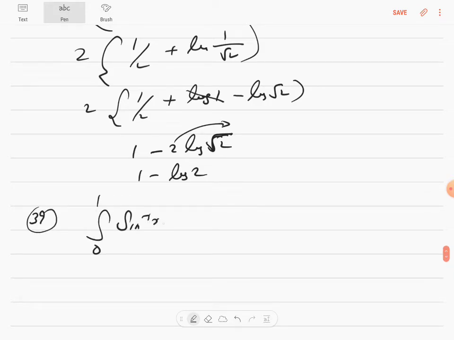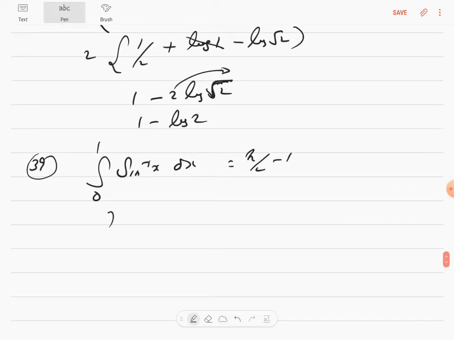Integral of sine inverse of x into dx, you have to prove it to be equal to pi by 2 minus 1. Just write it as sine inverse of x into 1 into dx. Does inverse trigonometry have to come first? Yes, it is already there first.